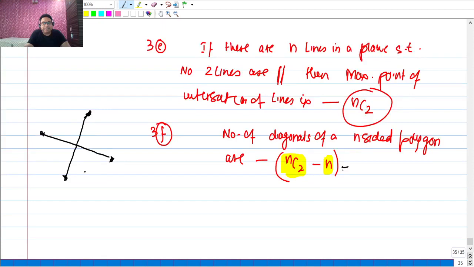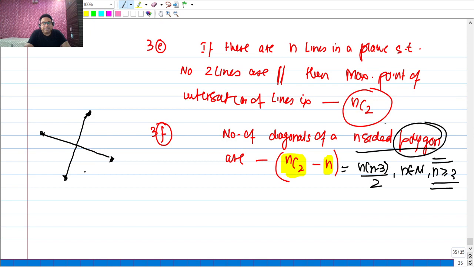And this comes out to be equal to n into n minus 3 by 2, where n belongs to natural numbers and n has to be greater than or equal to 3, because any polygon, what is a polygon? It's an n-sided closed figure. So minimum number of sides of a polygon are 3.